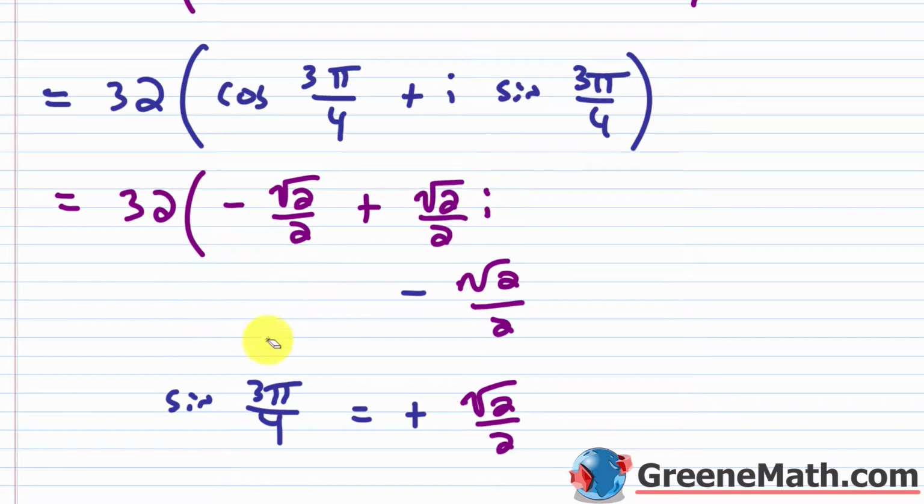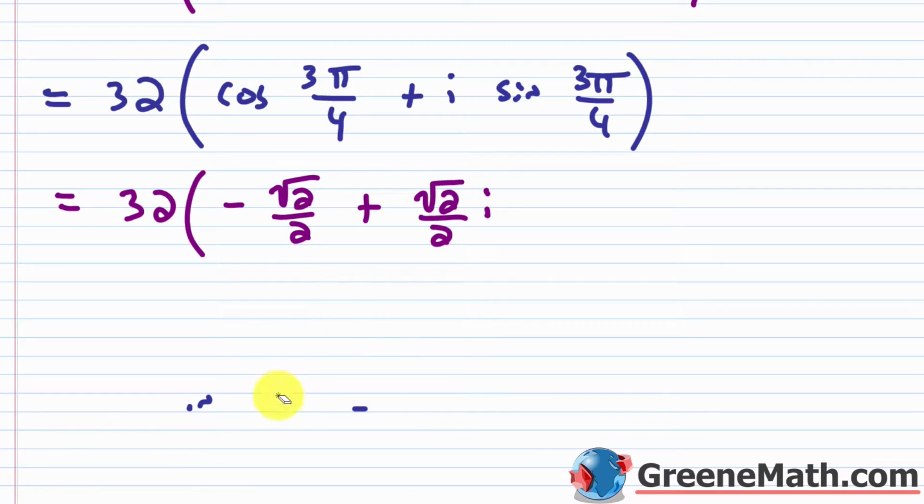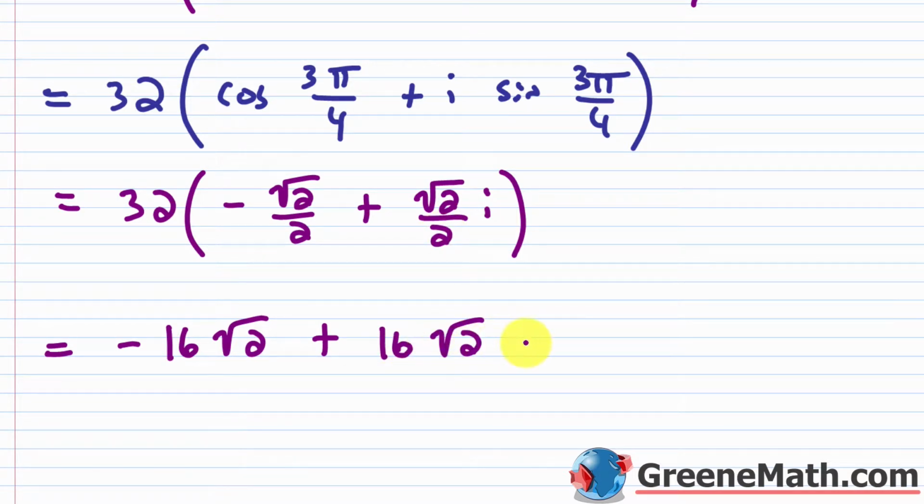Okay, again, the i gets changed around based on what book you're looking at, what teacher you're working with. Sometimes they put it out in front there. It's really up to you. So what I'm going to do here is just say that 32 is multiplied by this. 32 divided by 2 is 16. So this would be negative 16 times square root of 2. Okay, plus 32 times this. The 32 divided by 2 is 16. So I'm going to say 16 times square root of 2, and then times i.